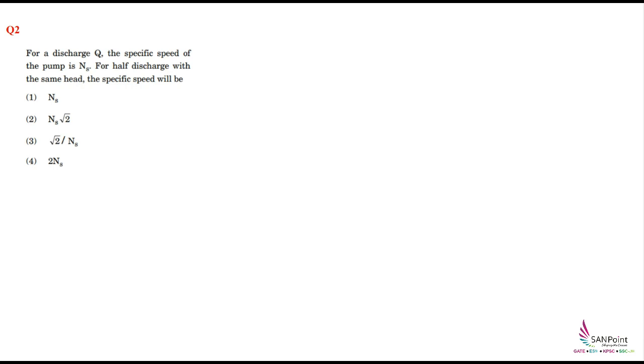In this question it has been asked that if we are going to change the discharge, what will be the effect on the specific speed of the pump? So we should first know the formula to calculate the specific speed of the pump. The formula says Ns is equal to N under root of Q divided by H raised to power 3 by 4. This is the common formula which we use for the computation of specific speed of the pump.